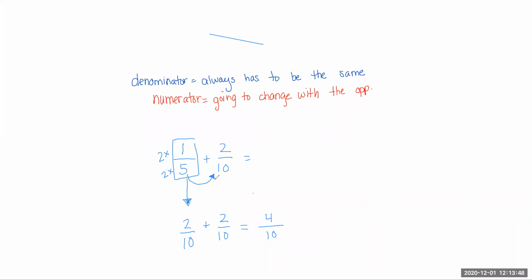Thank you guys for joining me for this short review of denominators. Don't forget, the denominator has to be the same, and the numerator, the top part, is where you make the change with the operation. That's where you're going to perform either the addition or the subtraction. Multiplication and division are a little bit different, so we'll get into those another day.